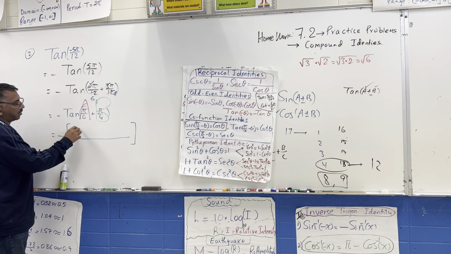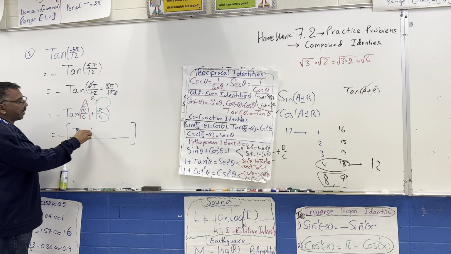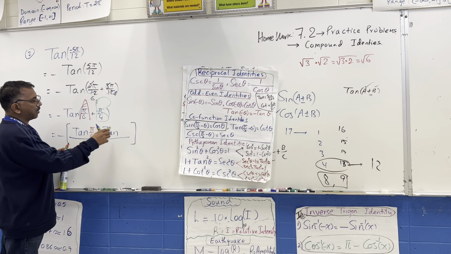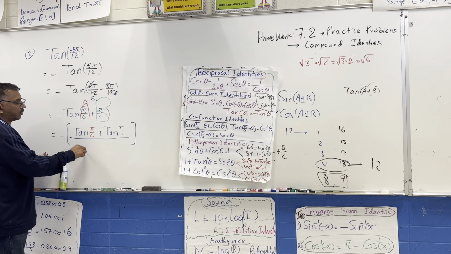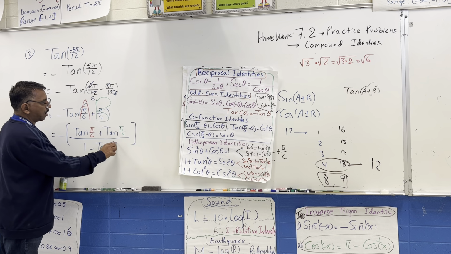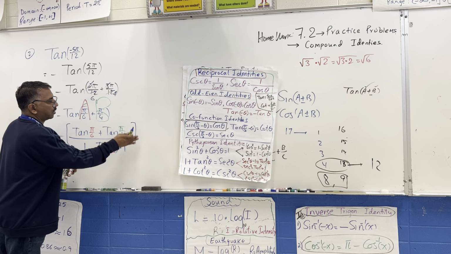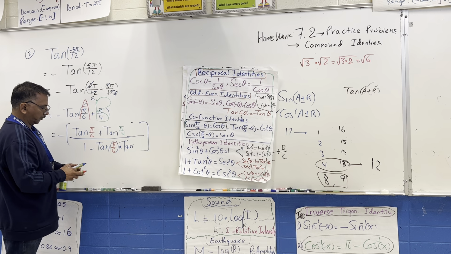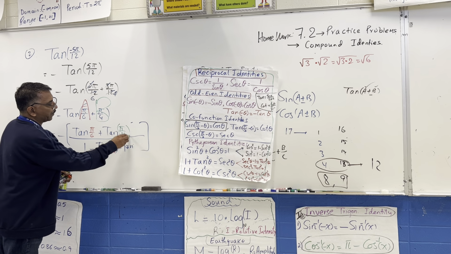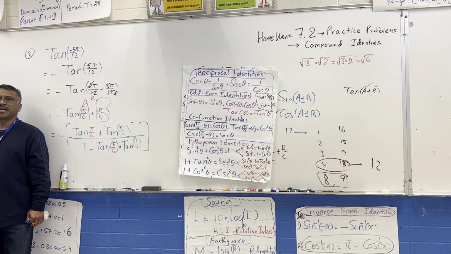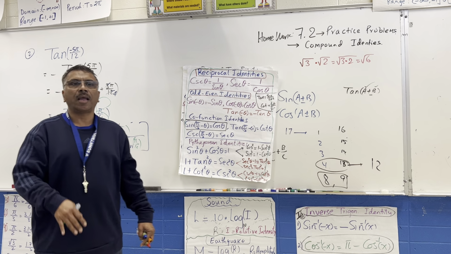So the tangent of A, and the A is pi by 6, plus tangent of the B, which is pi by 4, and the formula says 1 minus, you remember, right? Tan of pi by 6 times tangent of pi by 4. Agree? Are you guys getting a hang of this? Yeah, I know, that's why all this takes a little while to get a hang of.